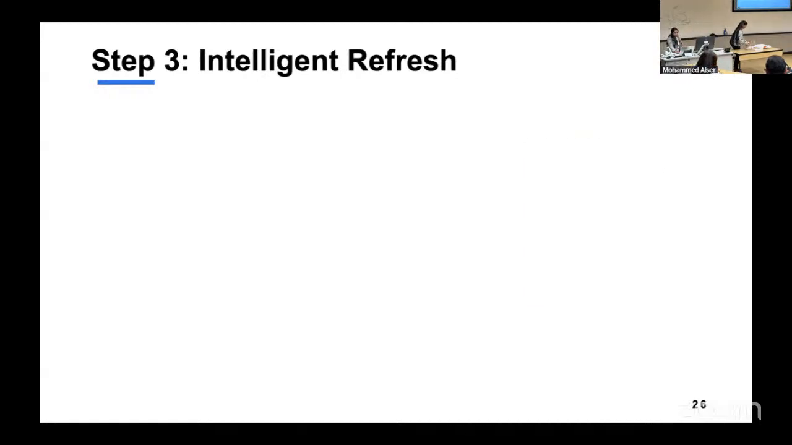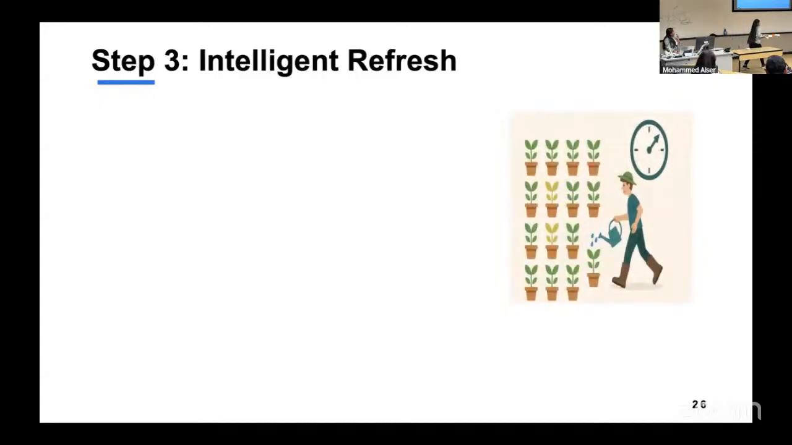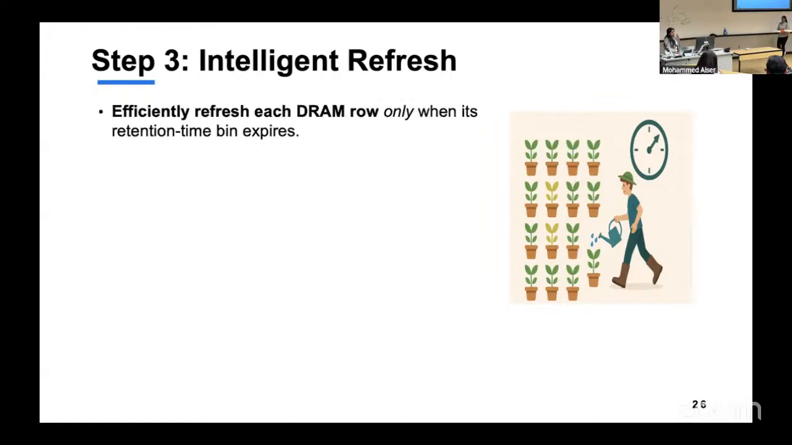So here, let's connect with Yasaswini's story introduction. Think of a smart gardener, who pours water only when it is needed. Each different plant has a different rate of water level and timing. So he only feeds water when it is required, and the amount required for a particular plant. It's the same with intelligent refresh. It effectively refreshes only when its retention time bin expires.